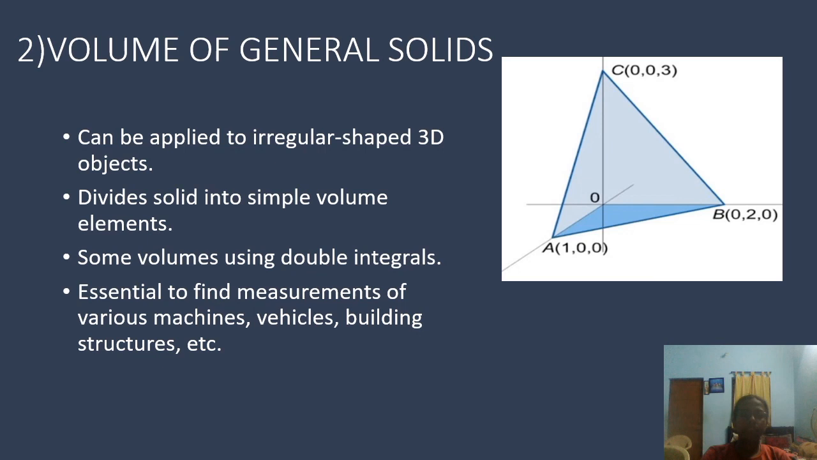Now let us look at finding the volume of solids. Double integration can be applied to irregular shaped 3D objects. It divides a solid into simple volume elements. Some volumes also use double integrals. To find the volume in Cartesian form, we generally use triple integration. This is essential to find measurements of various machines, vehicles, buildings, structures, etc.